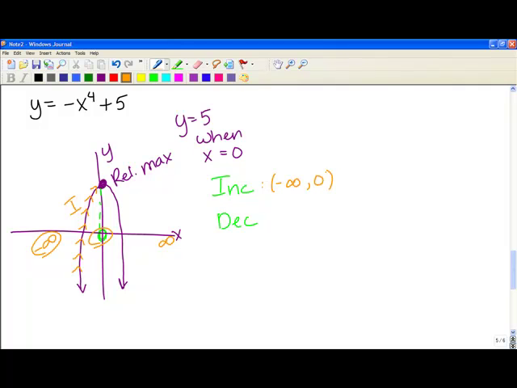There we go. Now, what about the decreasing? Well, it's going down as we head towards the right. So it starts decreasing at 0 over to infinity. And there's our answer for this problem.